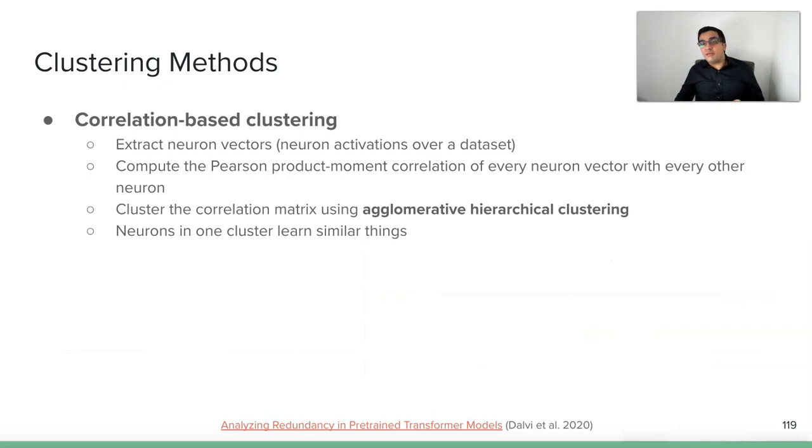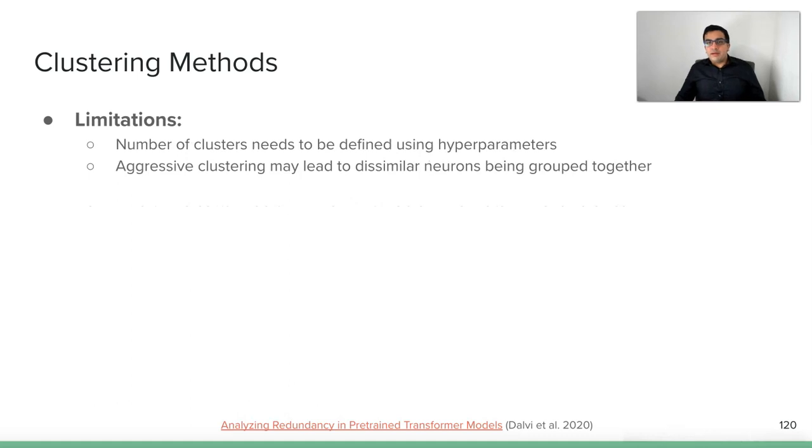The final step in their proposed method is to perform clustering over the correlation matrix obtained in the previous step. All neurons falling within the same cluster can then be considered to be redundant, and we can assume that they're learning very similar information. The limitation of this method is that the number of clusters again needs to be predefined, and using a very high number of clusters may lead to redundant neurons being placed in separate clusters. On the other hand, using a very low number of clusters may lead to dissimilar neurons being grouped together. So finding the balance again is key in this method as well.